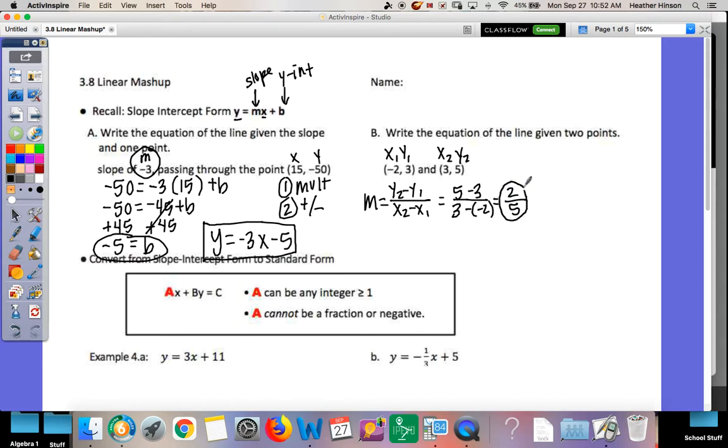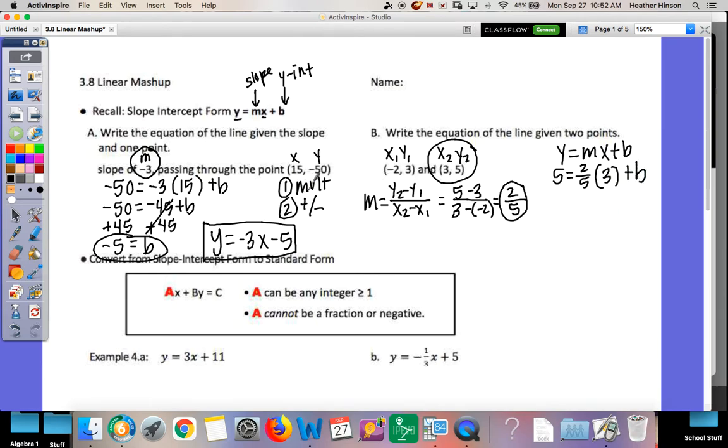So that's my slope. To get my y-intercept, I'm going to do exactly what I did over here. So I'm going to pick a point. I'm going to go with this one. So y equals mx plus b. Y is 5. M we just found was 2 over 5. X from my point is 3. And we're going to solve for b.